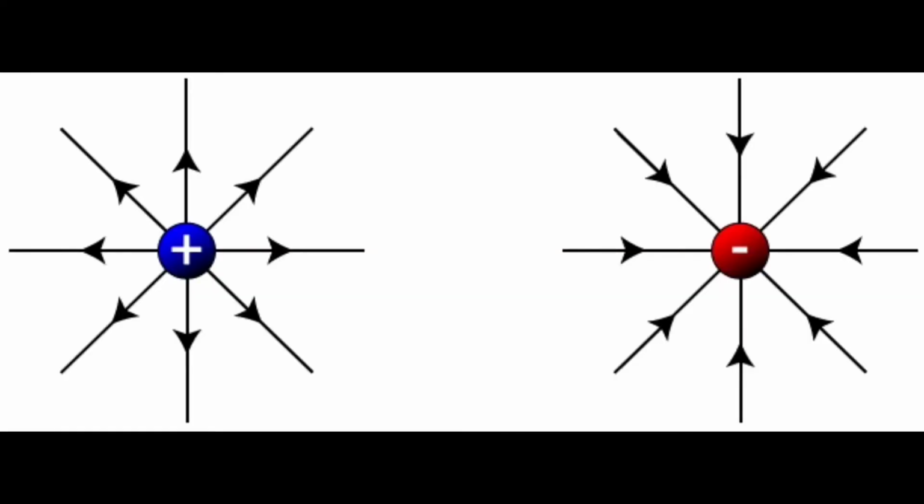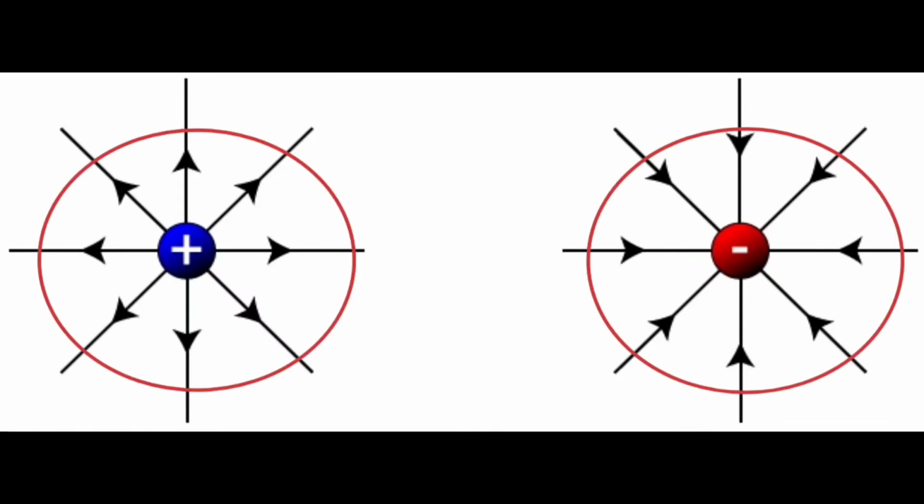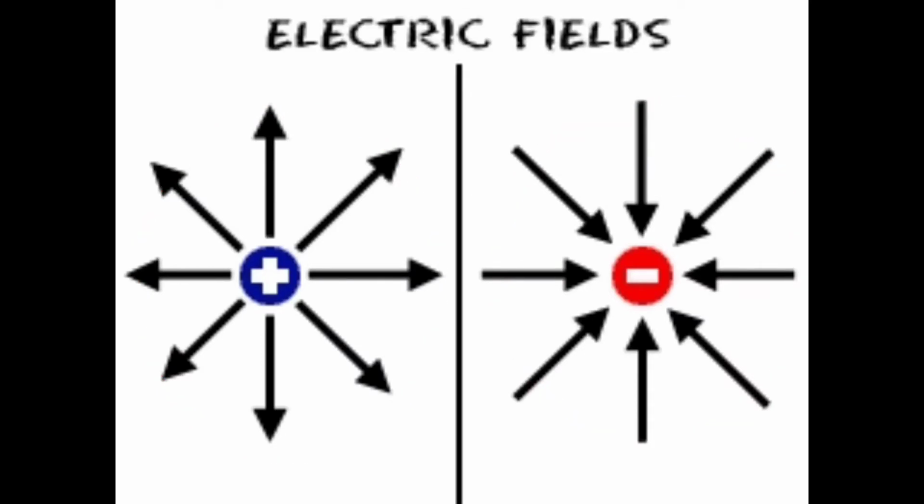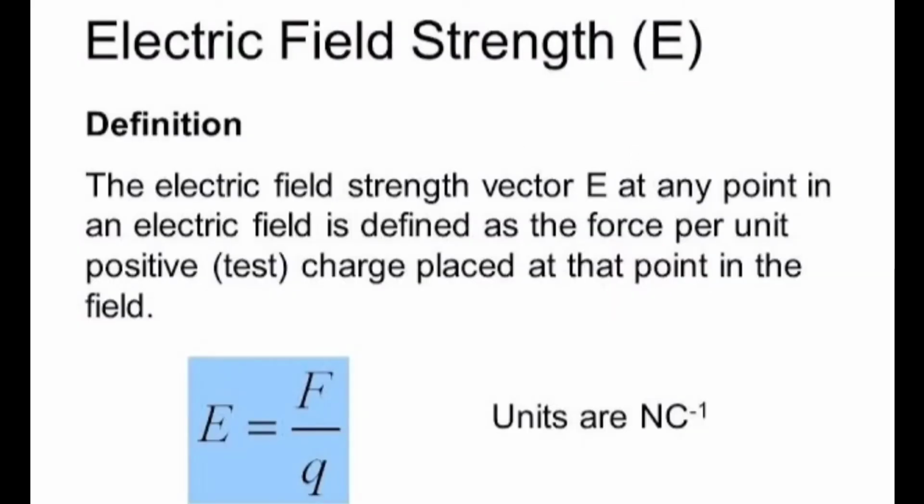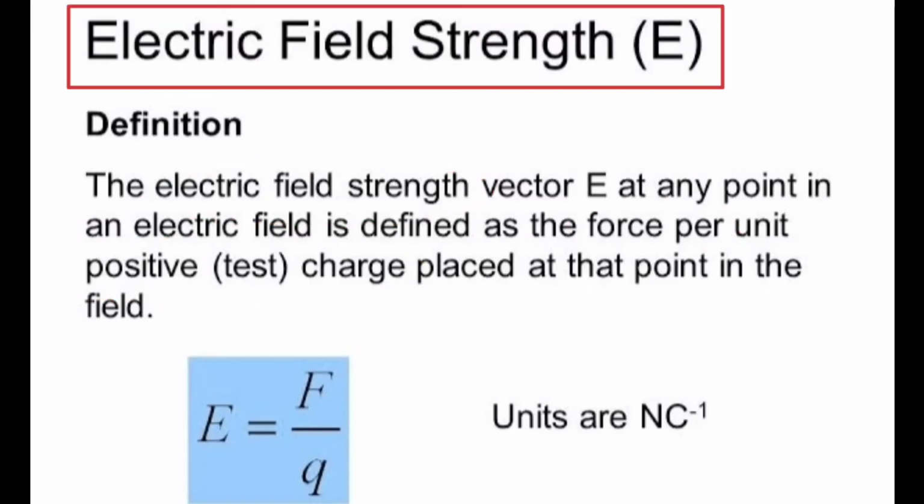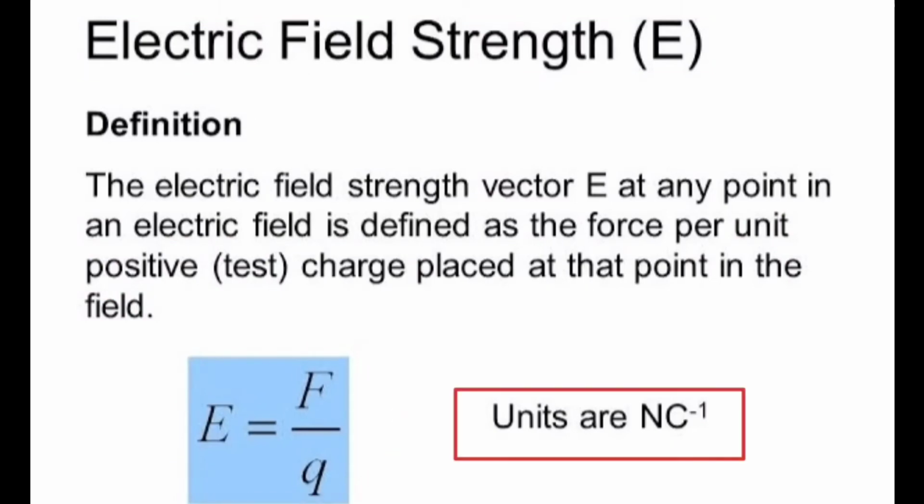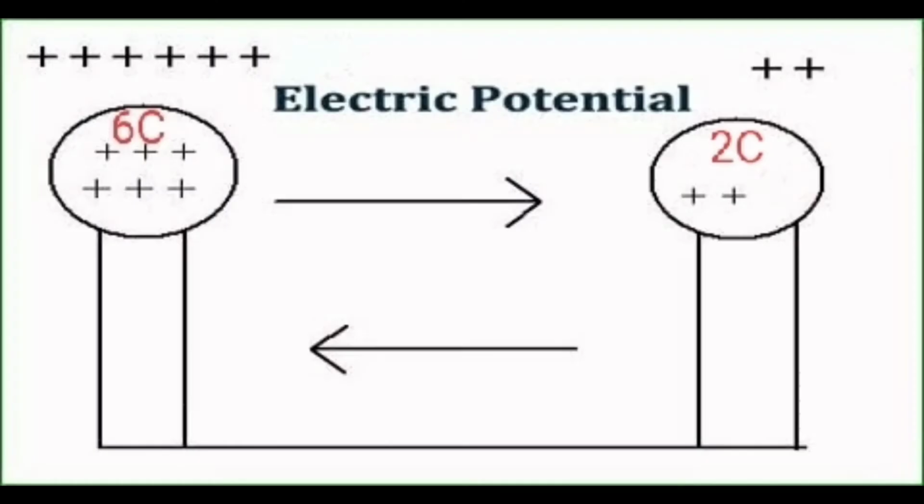When a charge is at rest, it produces an electric field around it. The region around a charge in which it exerts electrostatic force on other charged particles is called the electric field. To exert electrostatic force, a charge needs electric field strength. Force per unit positive charge is called electric field strength. E is equal to F by Q. SI unit: Newton per coulomb, or Newton coulomb power minus 1.